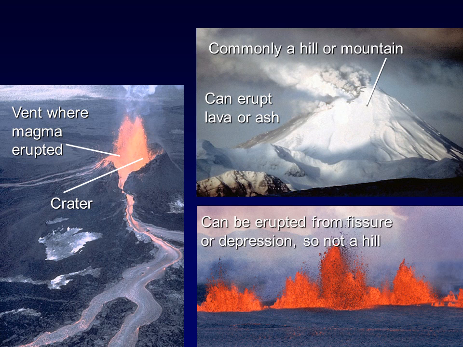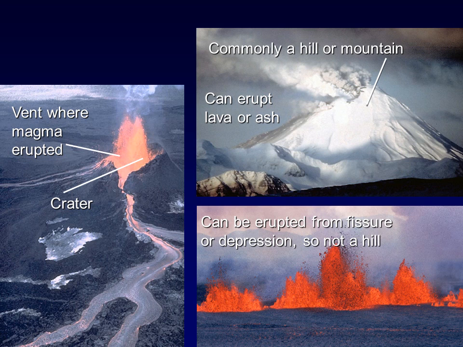And it can be erupted from a fissure or depression, so not a hill. So it does not always have to be coming from a cone shape. Sometimes these big cracks in the ground open up and lava starts spilling out. So that's called a fissure. Or we can have a depression, which is kind of like a big crater that lava would be coming out of. So any of those are components of what we need for a volcano.